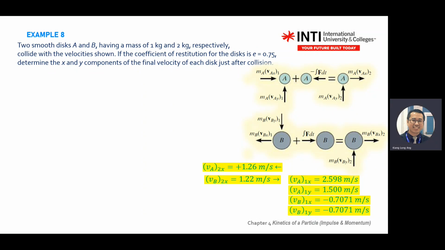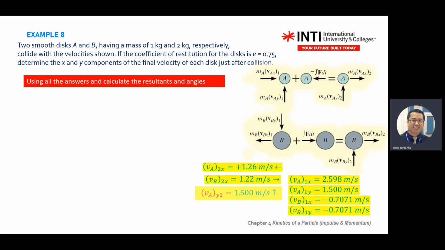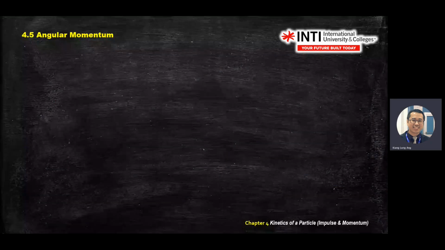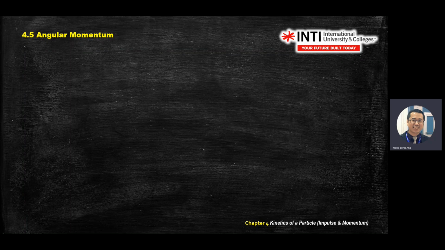Previous class, we stopped at example number 8. Today, previously, what we looked at is all on the x and y axis. So we have another type of coordinate system, which is your polar system or radial coordinate. So here we look at angular momentum.